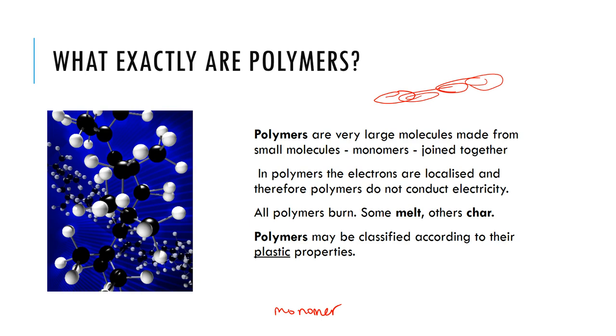Some polymers burn, some melt, others char or turn all black and give off bad smoke when they tend to be used. We don't need to know these properties that much in IB, but it is worthwhile noting that the properties of the polymer are very different to the properties of the monomer of which it is made.